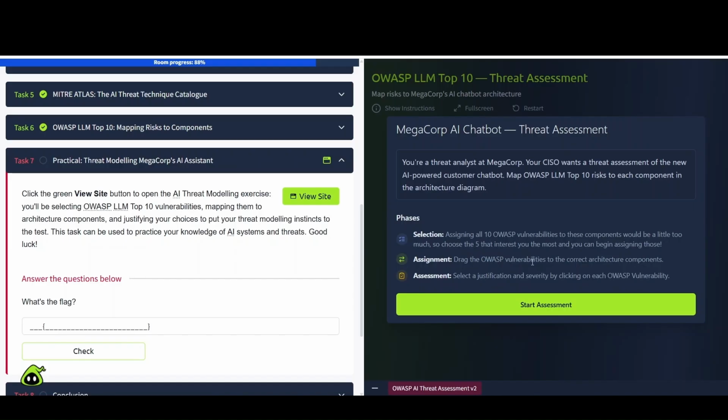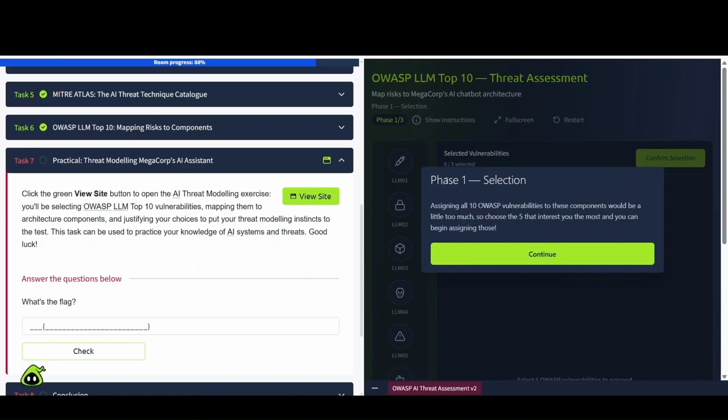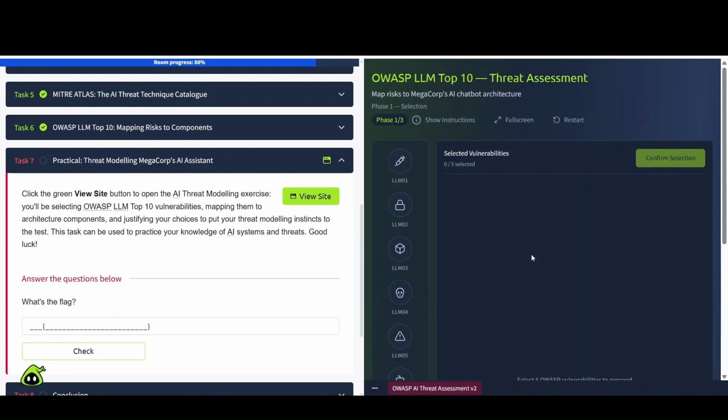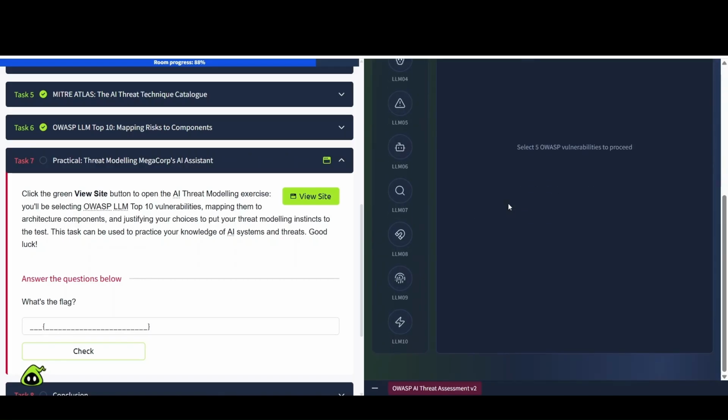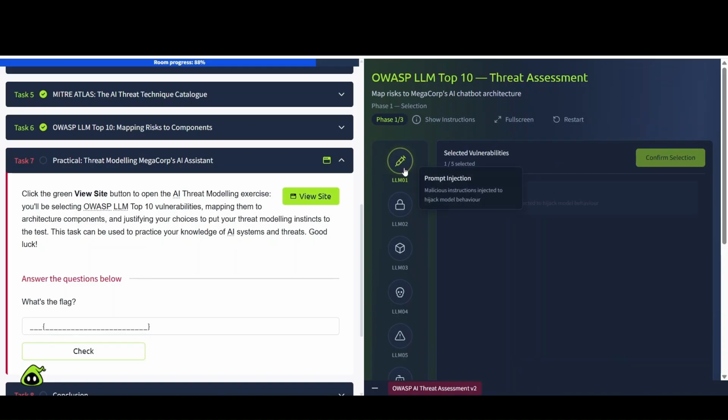Assignment: drag the OWASP vulnerabilities to the correct architecture components. Assessment: select a justification and severity by clicking on each OWASP vulnerability. Start assessment. So let's just take a quick look at this real quick. Phase 1, selection, okay, we already read that. Continue. So here we go. Here we just have to, I guess, drag and drop stuff. Let's see, click on it.